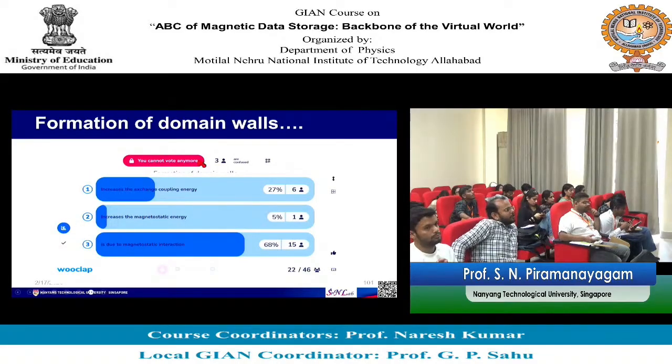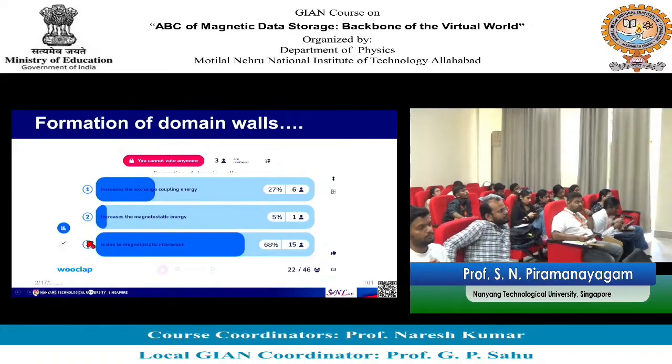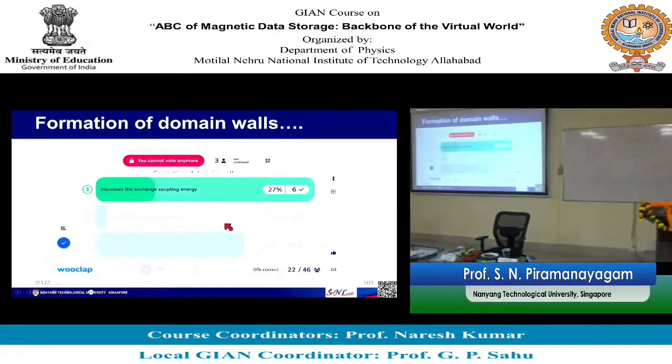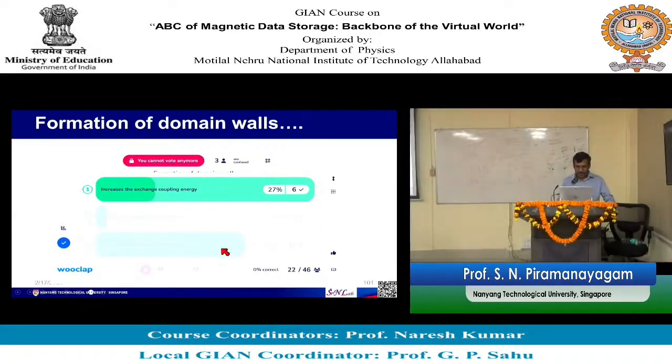Okay, formation of domain walls reduces the magnetostatic energy, so this is wrong. But domain walls also increase the exchange coupling energy, and this is due to magnetostatic interaction. So 1 and 3 should be correct answers.